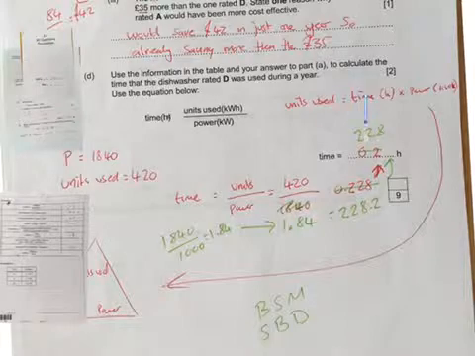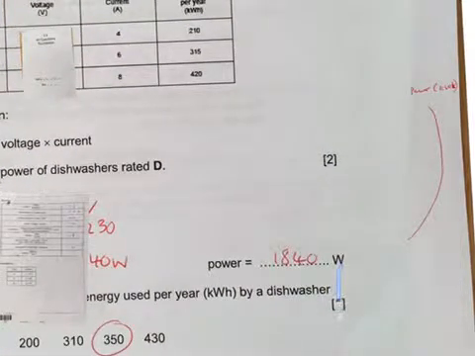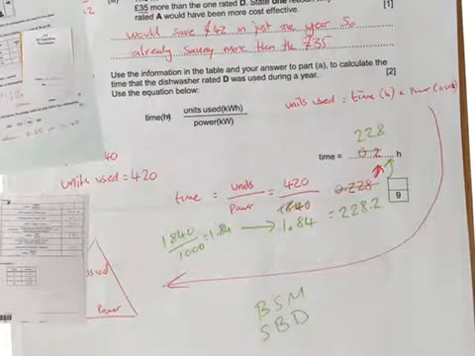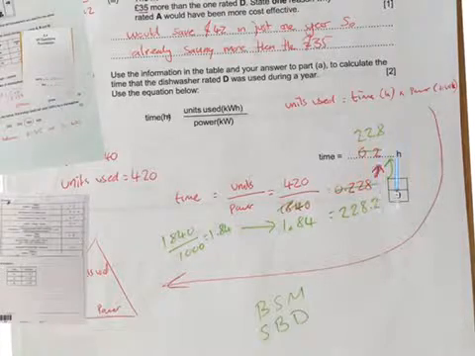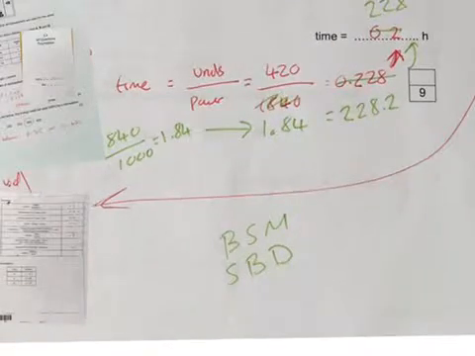I'm going to pull my power from my calculation in part A, which was 1840, but that's in watts. Now, I made the mistake, you can see here, of doing it the first time and then I realized I was wrong. So I need to convert that to kilowatts in order to get my hours. And the way I do that, if I'm going from watts to kilowatts, I'm going from small to big, I'm going to divide by 1,000.